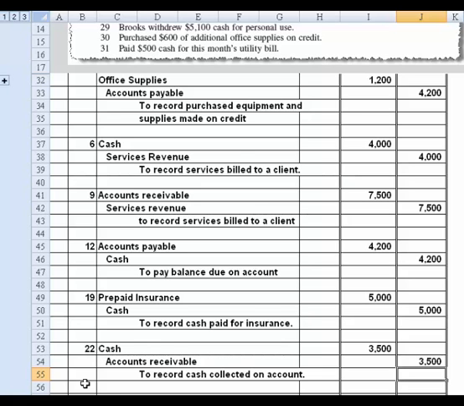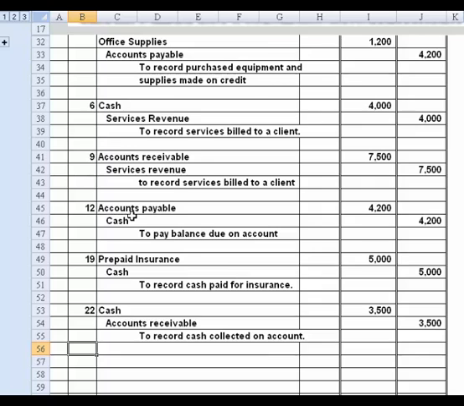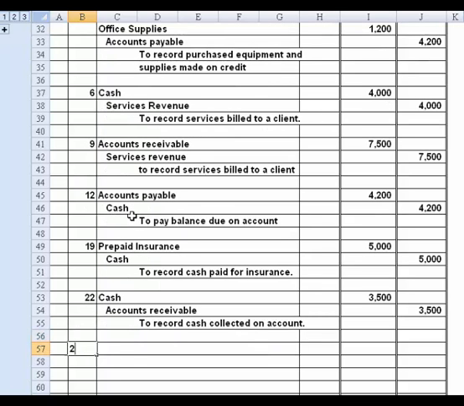And the next entry occurs on the 25th. So let's read it, and then I'll put it down below. Okay, the 29th, Brooks withdraw 5,100 cash for personal use. So I'll slide up, and we'll work that one. So we know he used cash, so we're going to credit cash, and I'll put it in the second position, the second row, because you normally record debits first and credit second.